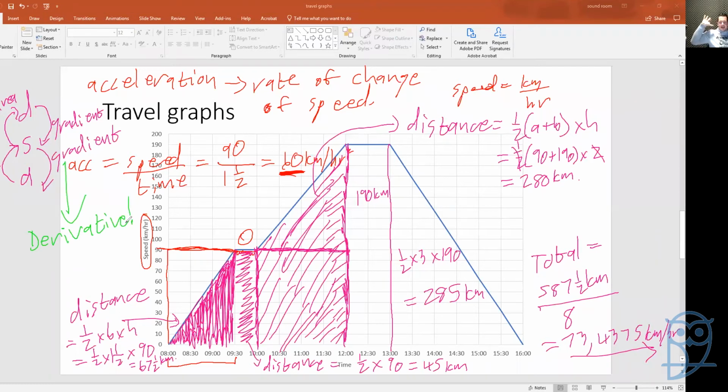And then you hopefully should know also about what the area under a graph is. And that is the integral. So somehow a simple little section of travel graphs actually is based on derivatives and integration from calculus.